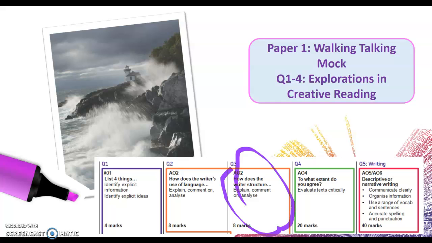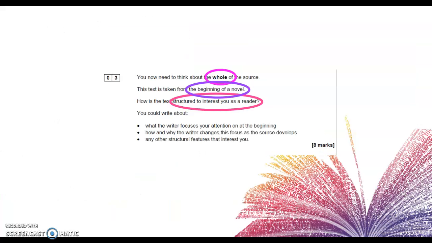So question 3, if you remember year 11, is where you're asked, how does the writer structure the text to interest the reader? It's an 8-mark question, and let's just have a quick reminder of what you're being asked to do. So you need to think about the whole of the source. So remember, this isn't about an extract. This is about the whole of the text that you've been given. It reminds you that the text has been taken from the beginning of a novel, and you've been asked, how is the text structured to interest you as the reader?